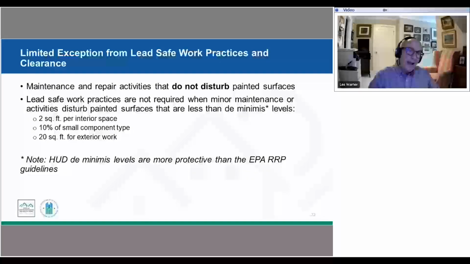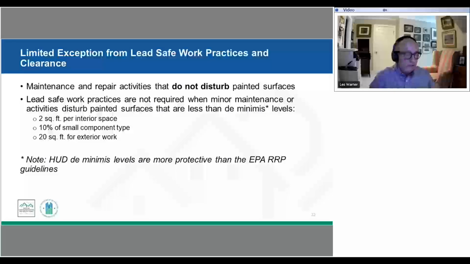on this. And then for exterior, we have a separate de minimis level of 20 square feet of exterior work. Now, I will note that we'll be mentioning later when we do this comparison of the EPA rule, but the EPA thresholds on de minimis are different. So for instance, on our interior space, under the HUD rule, we have 2 square feet per interior space. The EPA threshold is 6 square feet.